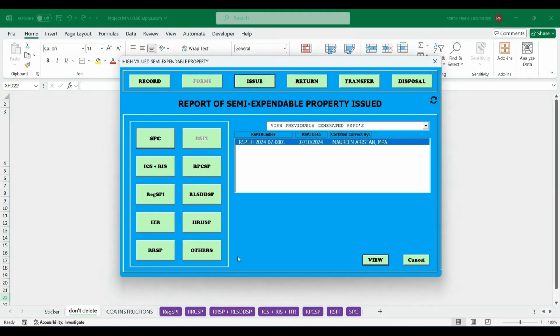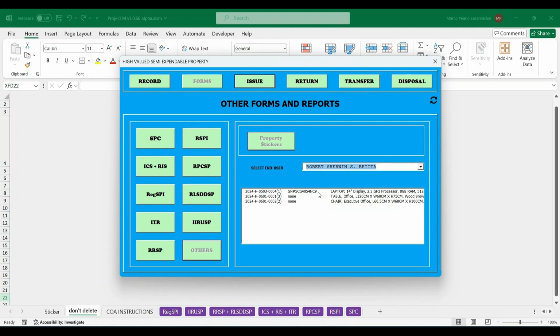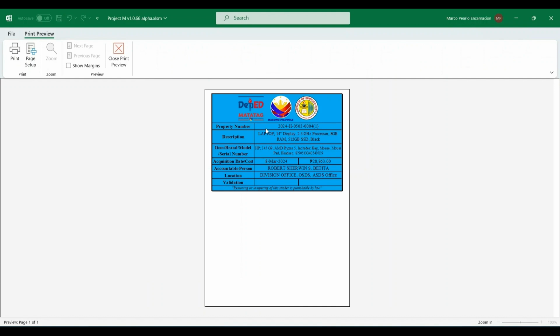Remember the property tagging in the earlier videos? If certain situations would arise, needing to reprint those stickers, we can find them here. Section 5.7 of the Commission on Audit Circular Number 2020-006 states that, for easy identification, the property number shall be prominently shown in the property sticker, in addition to the following vital information: description of the property, model number, serial number, acquisition date, acquisition cost, person accountable, and space for validation or signature of the Inventory Committee.